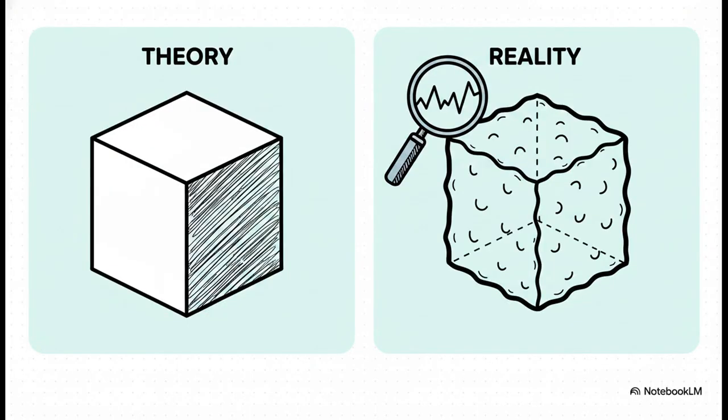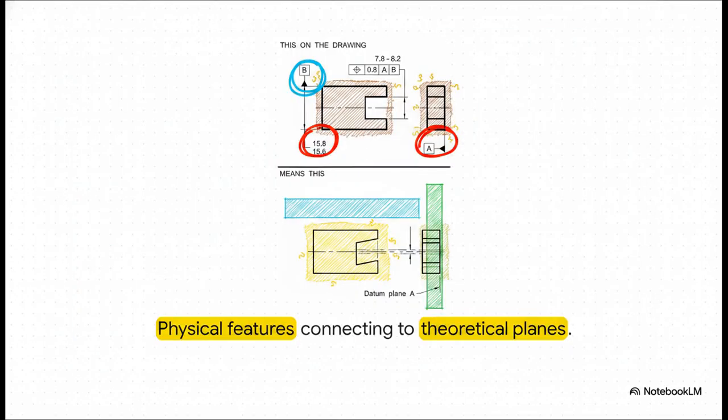Which brings us to the physical side of things, the datum feature. This is the actual, tangible thing you can hold in your hand. It's that physical machined surface, the drilled hole, the slot on your part. And because it's a real physical object, it is inherently imperfect. It's got form errors, microscopic peaks and valleys, maybe a little warp from heat treatment. So the datum feature is the messy physical reality we touch, while the datum itself is the theoretical perfection we're trying to reference.